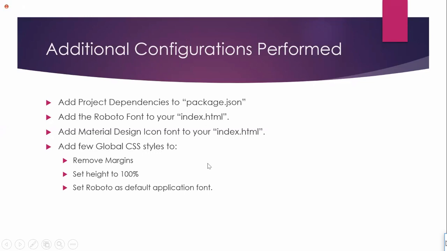So in package.json, it will add the dependencies. In index.html, it will add a font called Roboto, and it will add another icon font for Material Design also. Generally, for icon fonts you people use Font Awesome and similar fonts, am I right? So here you have ready-made fonts and ready-made icons available from Material itself. And some global CSS is added, which comprises margin, height, and all these options are configured.